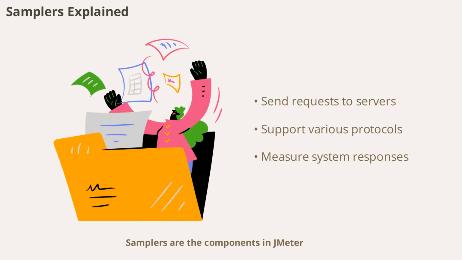Samplers are the components in JMeter that actually send requests to your server. Whether you're testing HTTP endpoints, databases, or FTP servers, samplers handle the communication and collect responses. Common types include HTTP Request, JDBC Request, and FTP Request. By configuring samplers, you can simulate different types of user actions and measure how your system responds to each.